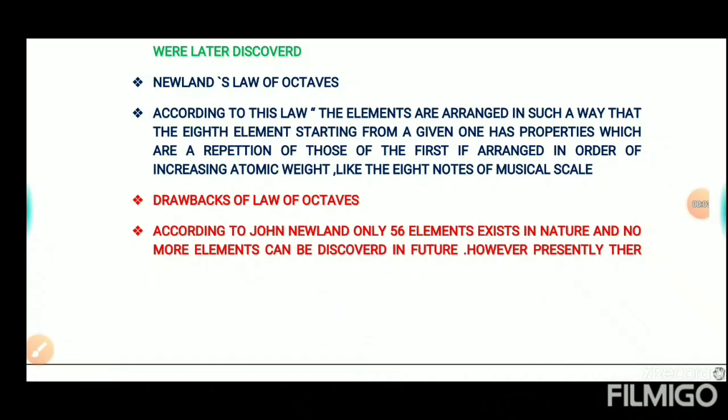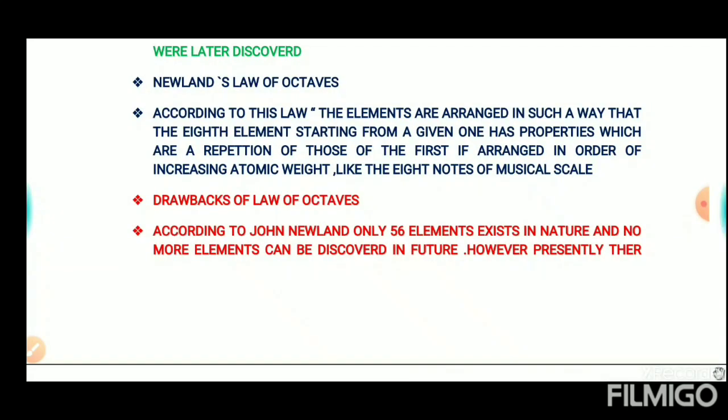To overcome the discrepancies and shortcomings of the law of triads, a scientist from England called John Newlands gave the law of octaves. According to this law, the elements are arranged in such a way that the eighth element starting from a given one has properties which are a repetition of those of the first, if arranged in order of increasing atomic weight or mass, like the eighth note of a musical scale. Sa, re, ga, ma, pa, da, ni. After every eighth note, the first musical note is repeated. The same procedure was applied by John Newlands on the classification of the atomic elements.